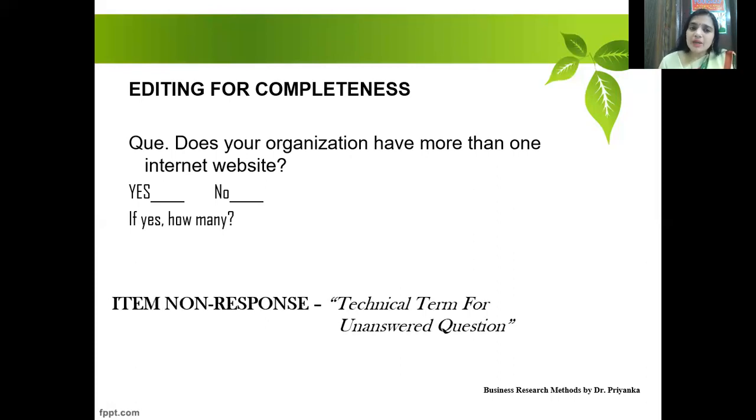Otherwise it would be an item nonresponse, which is basically the technical term for an unanswered question. This is an unanswered question if I have not checked anything and have not replied here as well. So we include this as an item nonresponse, and we need to complete all the questionnaires, and that is why we are going for such editing.